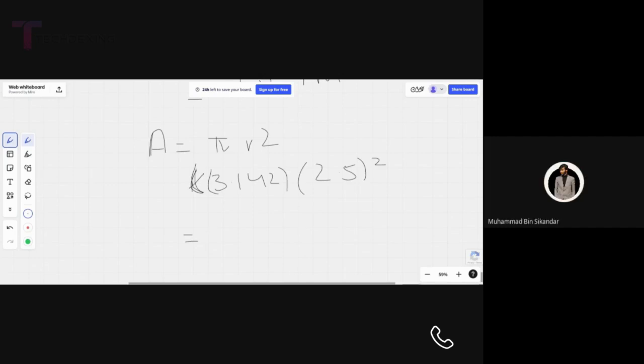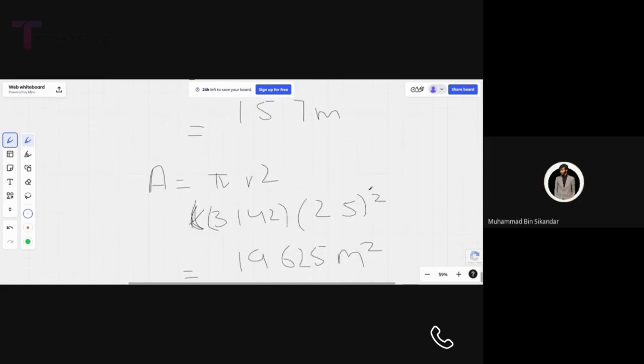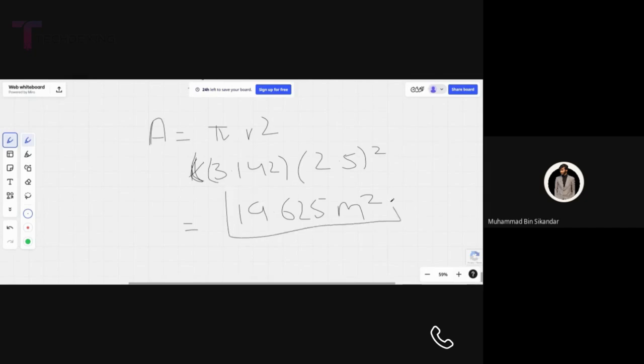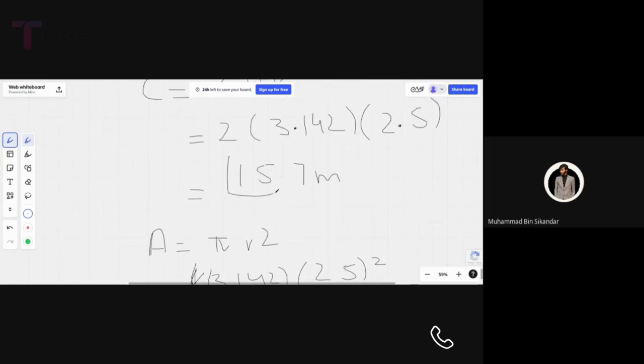19.625. Okay, good. And the unit for it, Abdullah, would be meter square. When we are supposed to calculate the area, we write square. When we are just calculating the circumference or perimeter, we just write the unit. And when we are calculating the volume, we put a cube. Until now, do you have any issue? No, I have no issue.